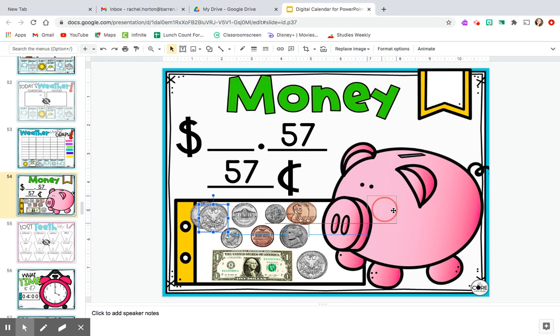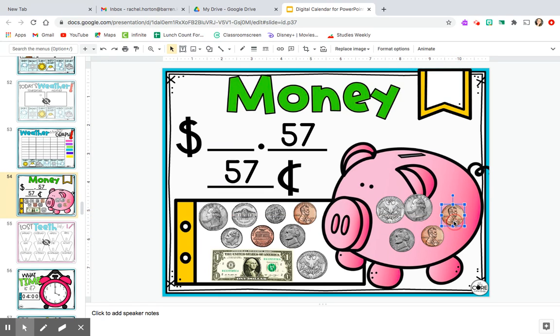Now, if I have 2 quarters in here, 1 quarter is 25 cents. And I add another quarter in here, and that's another 25 cents. So 25 plus 25, that's 50 cents already. Now I need 7 more. So I'm going to add in a nickel. A nickel's worth 5. And then a penny is worth 1. So 5, 6, 7. I have 57 cents in my piggy bank.